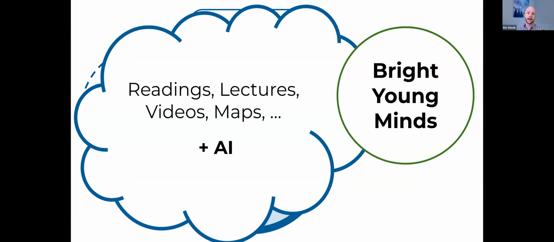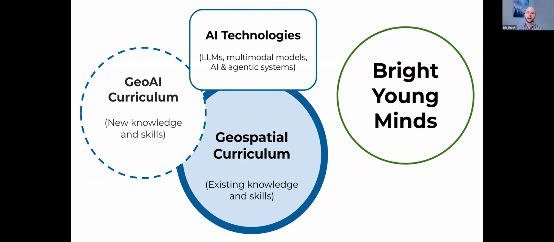On the flip side, the way that I look at this kind of cloud is we have kind of three big pieces. We have the current piece, which is our current curriculum, the geospatial curriculum, which are the existing knowledge and skills that we're hoping to impart on students who join our university. We then have a second circle of Geo AI curriculum. These are going to be new knowledge and skills where we're using AI with geospatial approaches. And this is kind of a new category of things that students need to be exposed to and gain knowledge and skills. Then we have a box on top of both of those, which are just AI technologies in general.